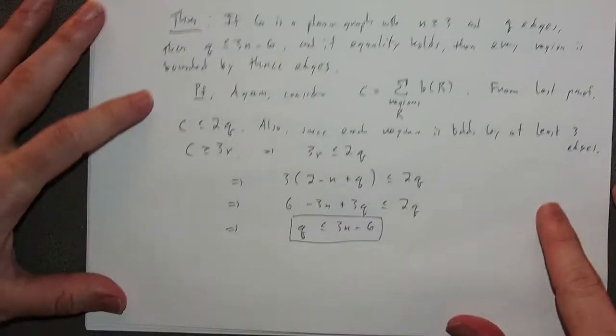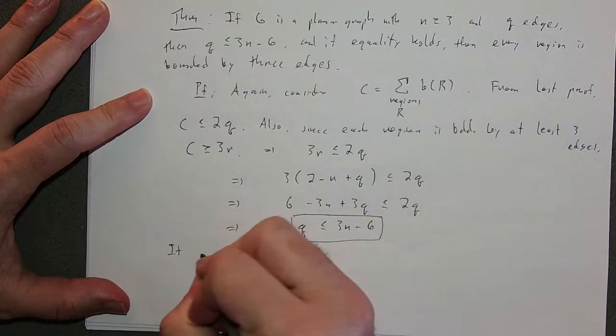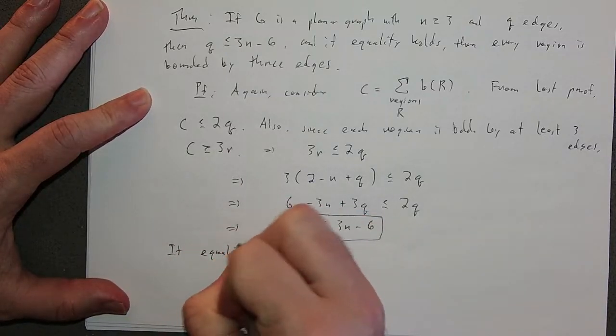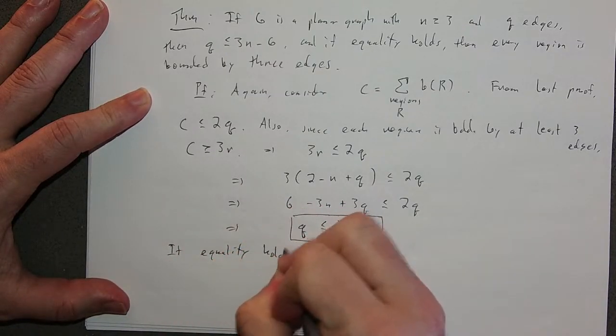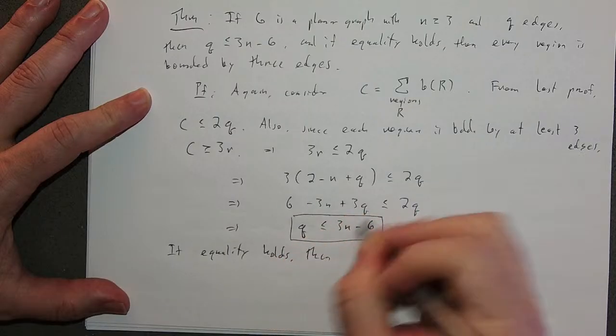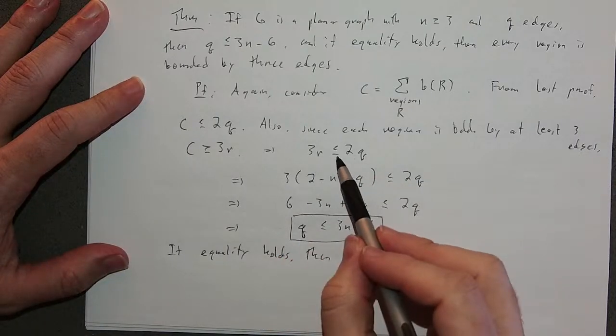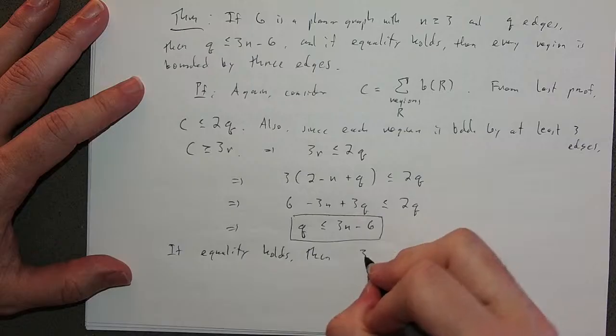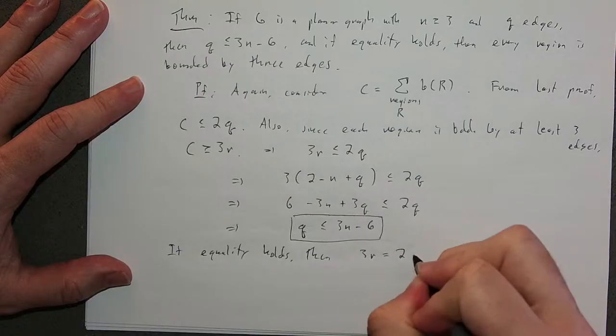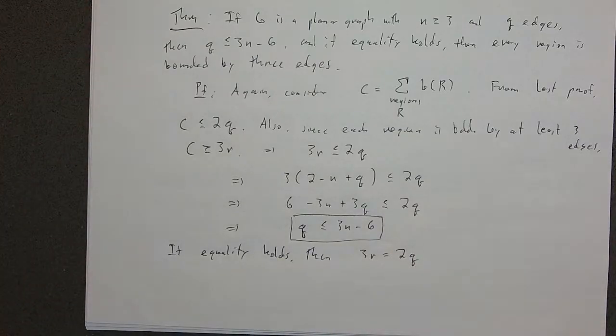Okay. If equality holds, then instead of 3r being less than or equal to 2q, 3r is equal to 2q. But then this just means that every region is bounded by 3 edges.